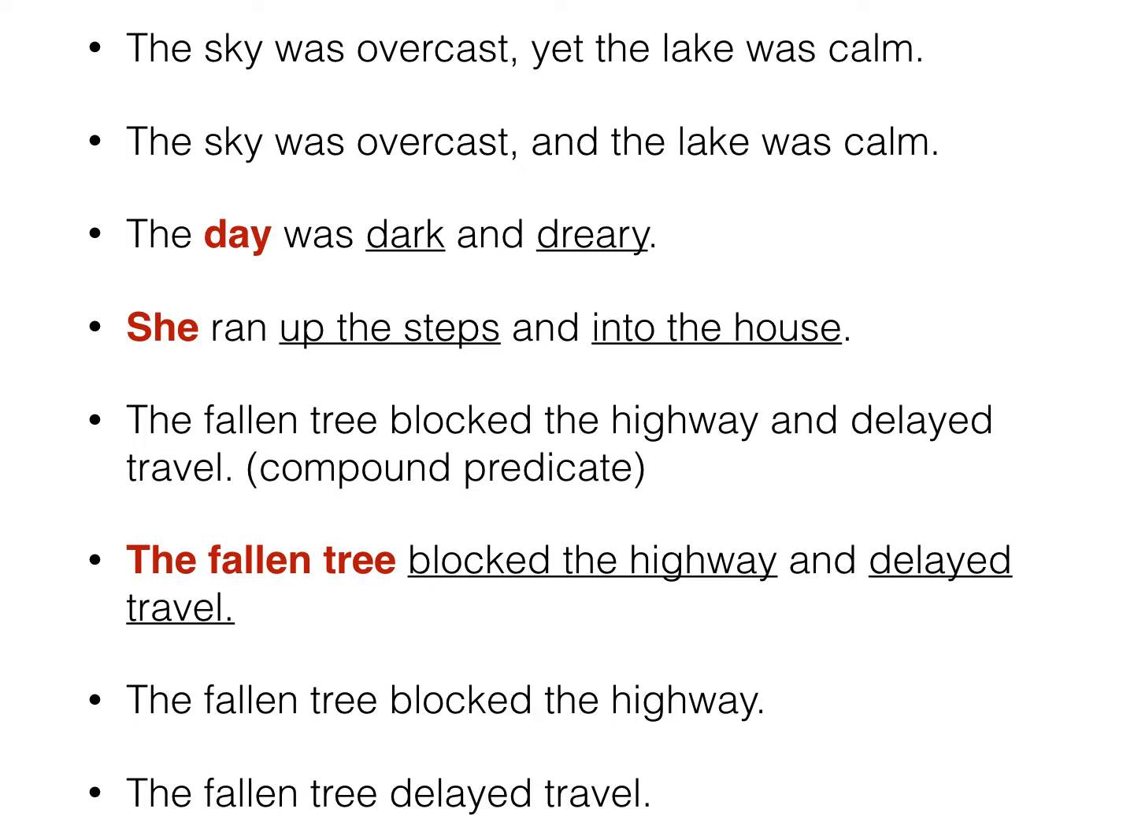Now, I'm going to show you how you can use a coordinating conjunction to create a compound predicate. The fallen tree blocked the highway and delayed travel. So why is this suddenly a compound predicate? Well, it's a compound predicate because we have 2 different verbs sharing the same subject. 2 different verbs, blocked, delayed, sharing the same subject, tree.